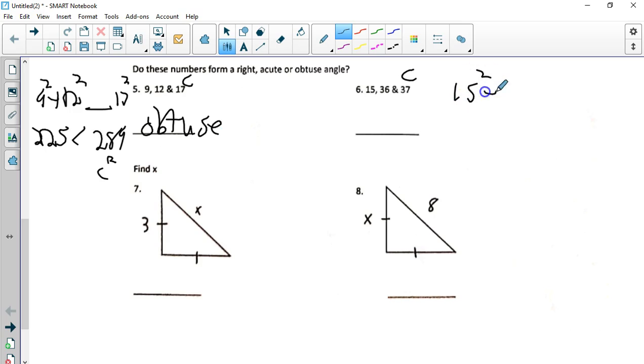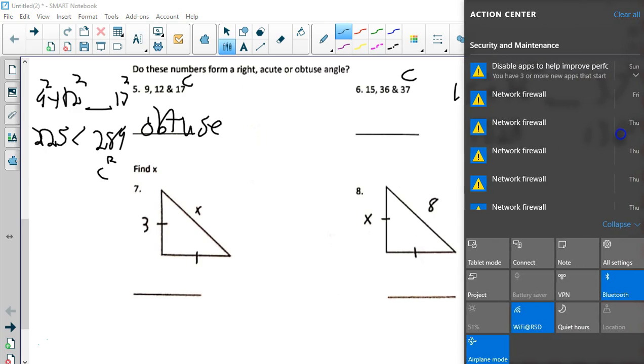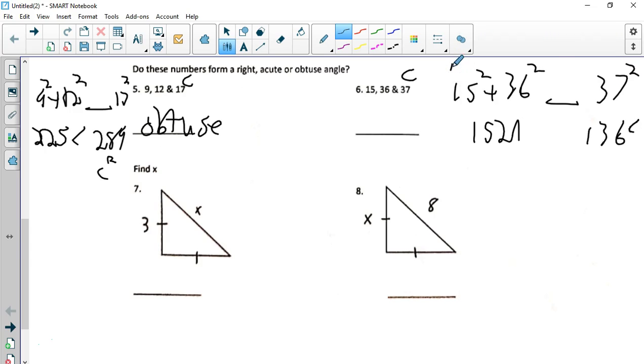So 15 squared plus 36 squared. Try to figure out what this is. 37 squared. This gives us 1,521. And this gives us 1,369. Well, 1,369 is less than 1,521. So my c squared is less than, which makes this acute.